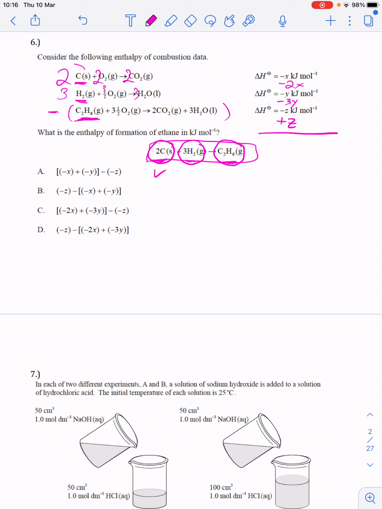I know this is the only place that carbon is in these reactions up above. This is the only place where hydrogen is, and this is the only place where ethane is. So in this kind of example, if I can get those three things into the right position, everything else really has to work itself out. So these values are the ones I'm going to use to get the correct final answer. So I need minus 2x, I need minus 3y, and I need positive z. And the one that looks like that to me is C.